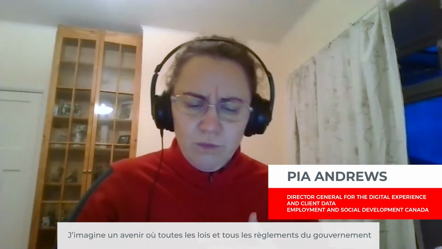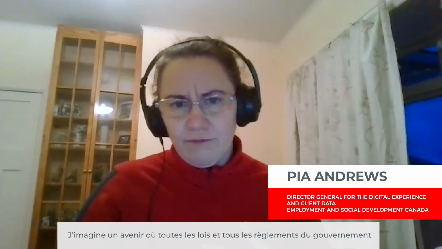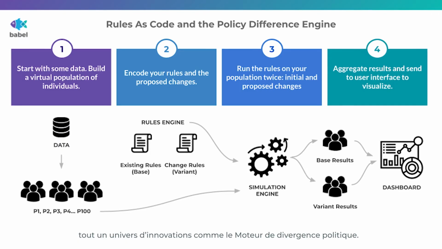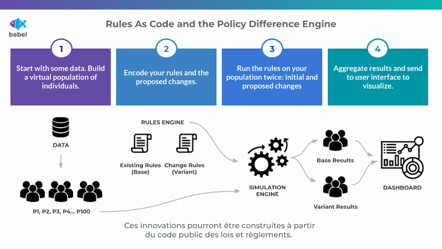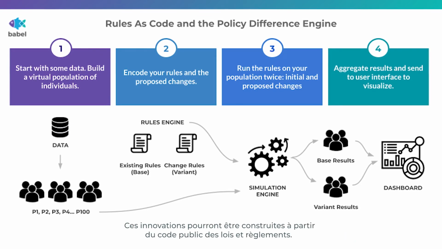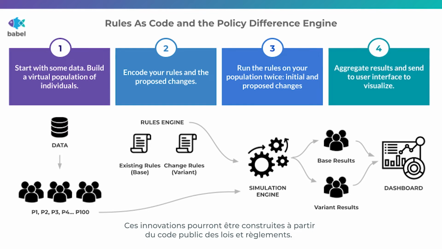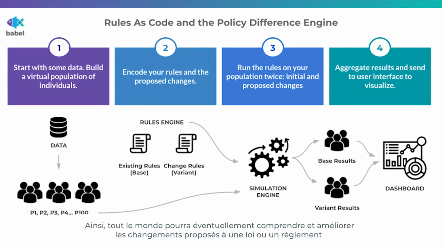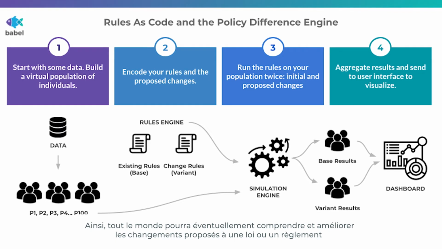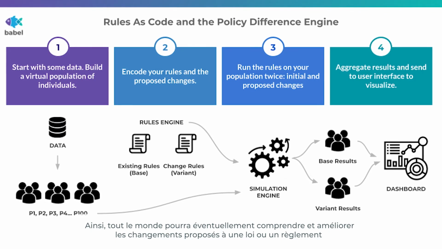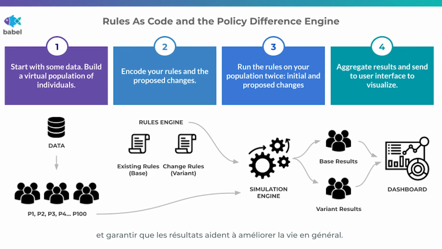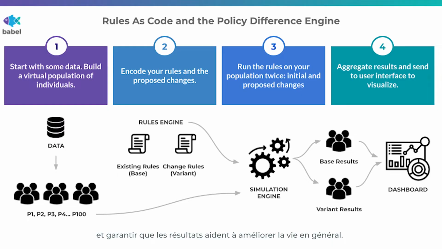I imagine a future where we have all the legislation and regulations of government publicly available in a machine-readable format, which then enables things like Policy Difference Engine and a whole universe of things that can be built on top of publicly available legislation and regulations code, so that anyone can then understand, improve, propose changes, and be able to ensure quality life outcomes from any regulation and changes.